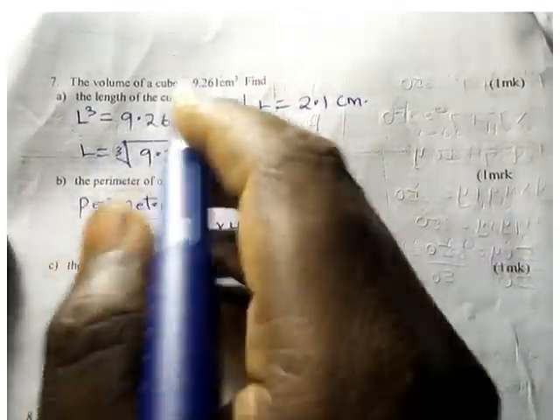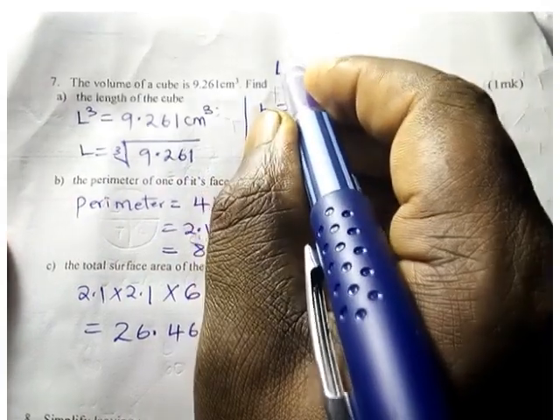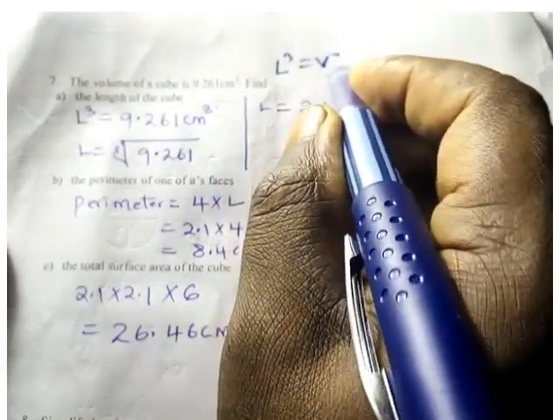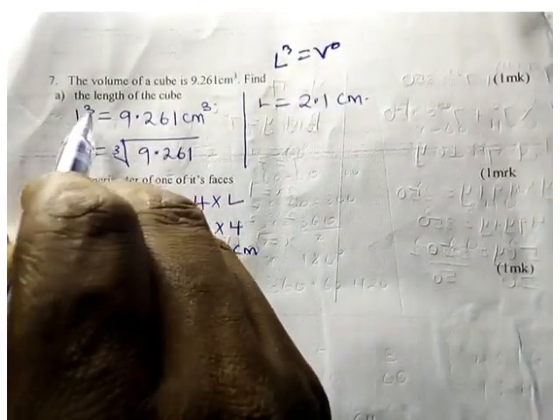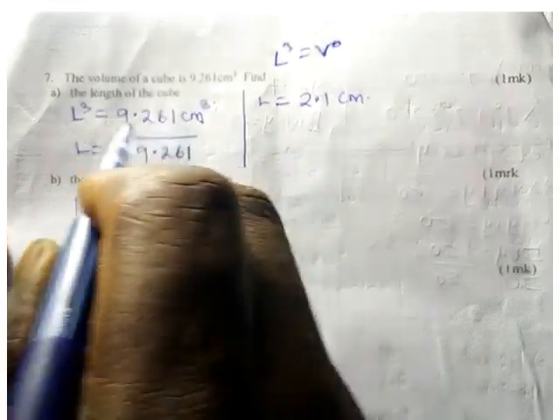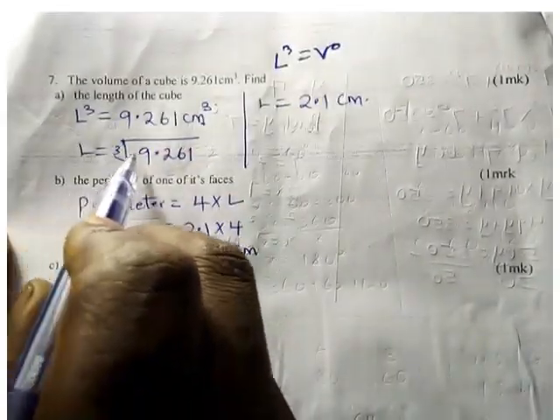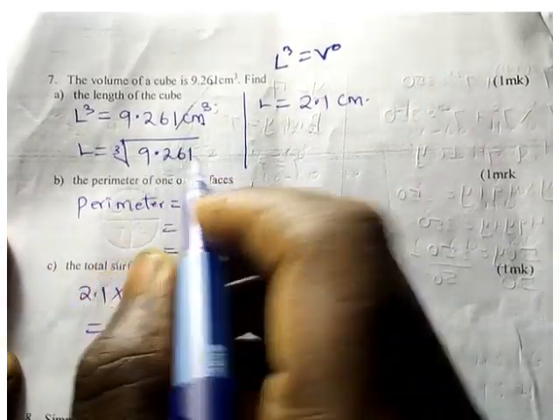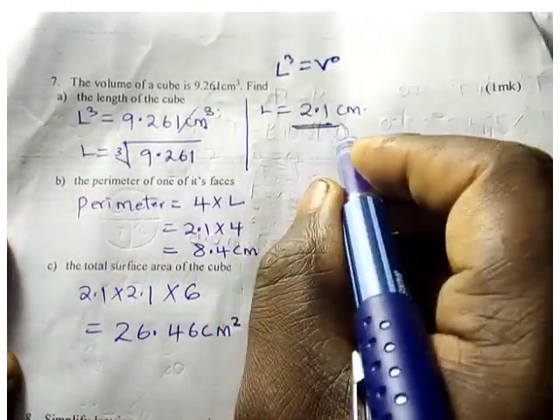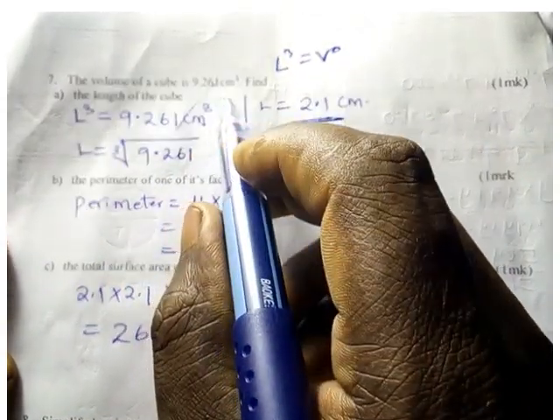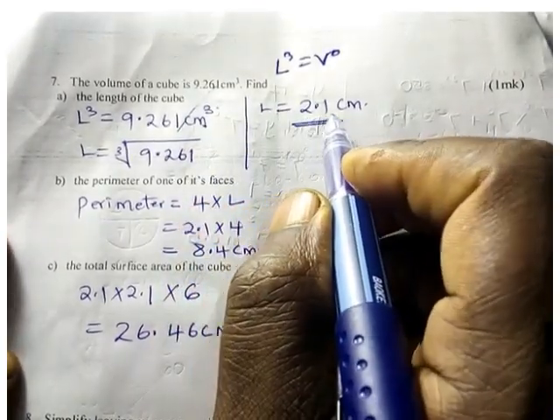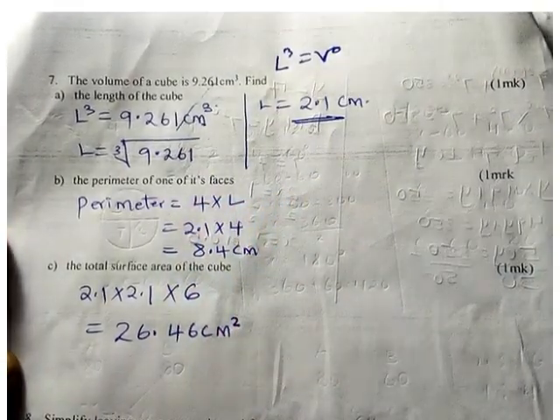So we know the cube is length raised to power 3, that gives us the volume. So L raised to power 3 is equal to the volume. So to get L, you find the cube root of this volume, and the cube root is 2.1. So one side is 2.1 centimeters. That is the length of the cube.